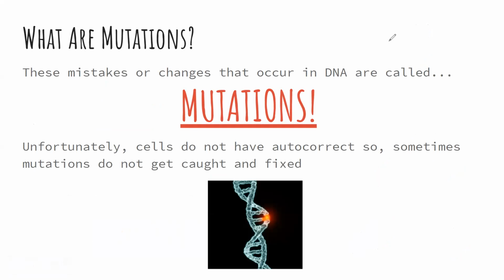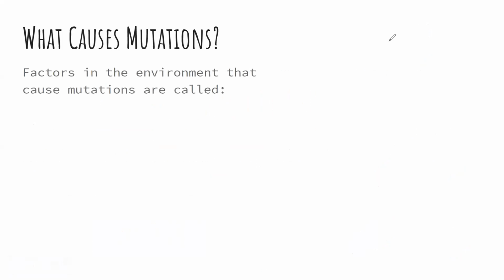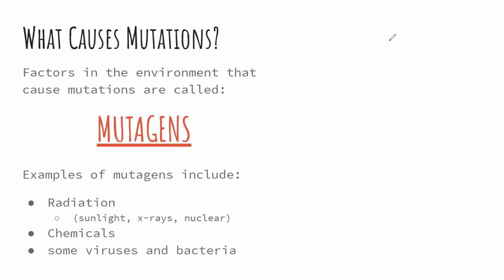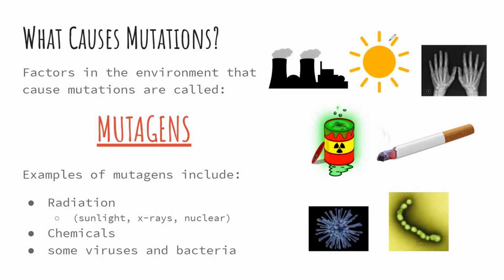Unfortunately, cells do not have autocorrect like iPhone does. So sometimes mutations don't always get caught and fixed. Sometimes the environment causes mutation. Factors in the environment that cause these mutations are called mutagens. Some examples of harmful mutagens that may cause changes in our DNA are things like radiation, right? Sunlight, X-rays, nuclear radiation, chemicals, and some viruses and bacteria. All of these things in our environment can change our DNA. And you know that we are a well-oiled machine with everything we need, so there doesn't need to be any changes.